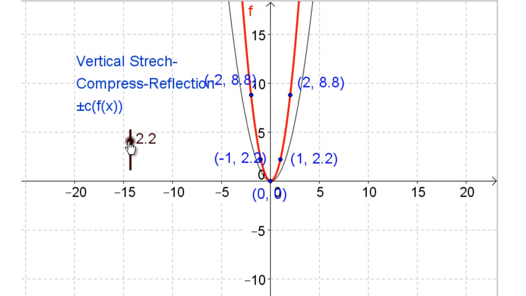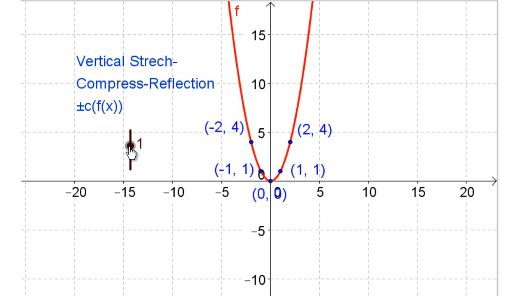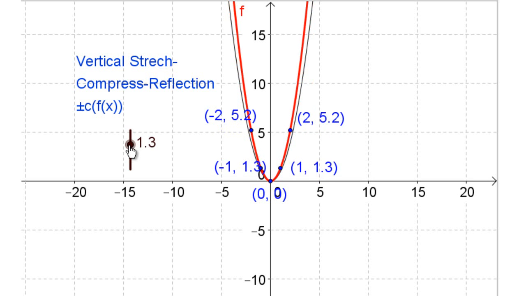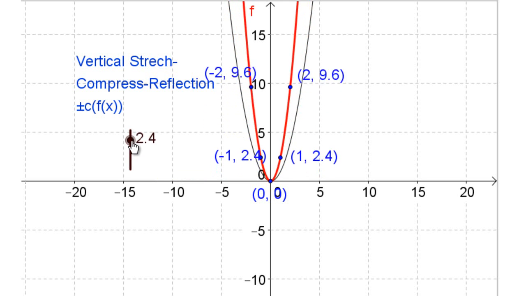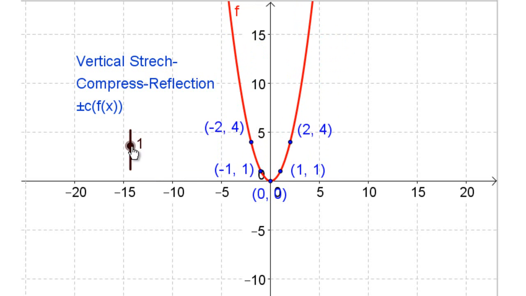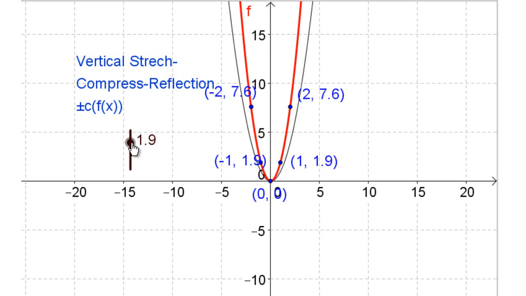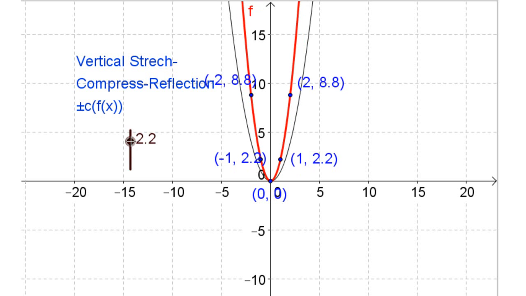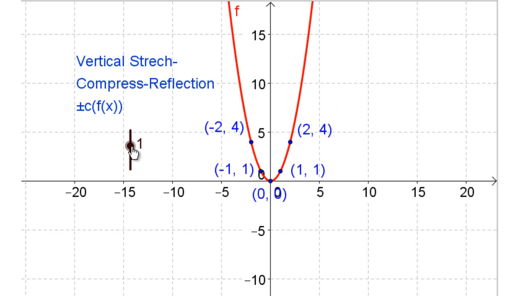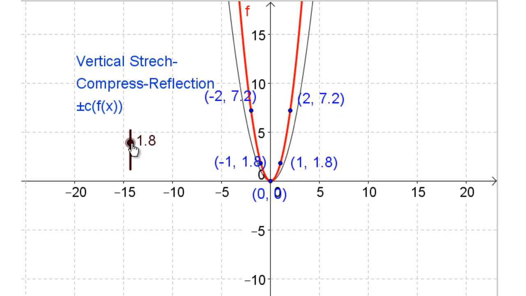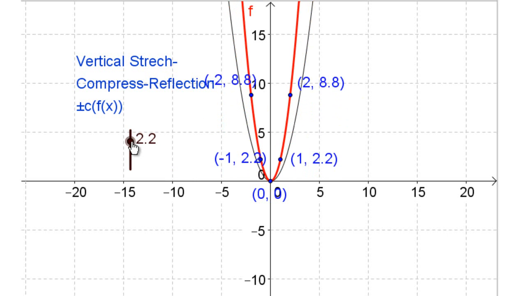What happened with the value? The value of x stays the same, but the value of y is multiplied by this number, right? So the value of y is affected by the factor. In this case, suppose 2.2. The original was 4, no? 4 multiplied by 2.2 is 8.8.